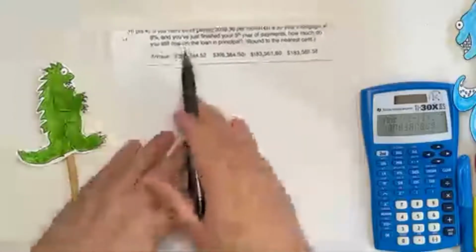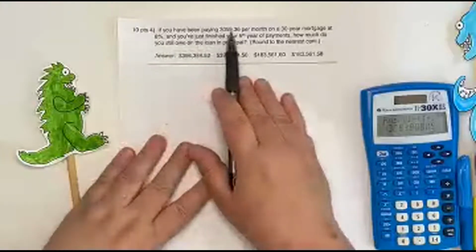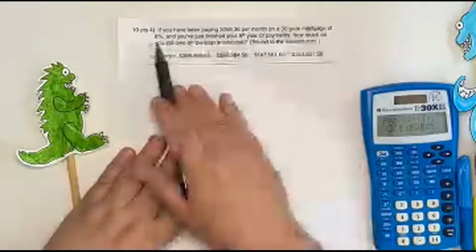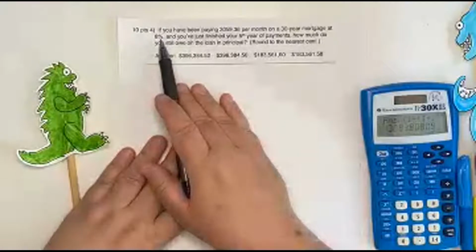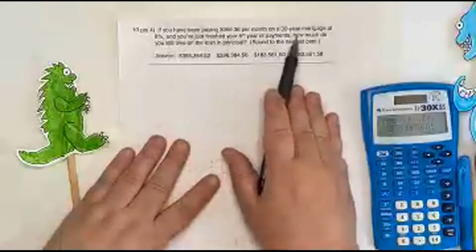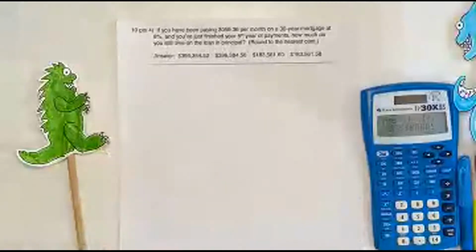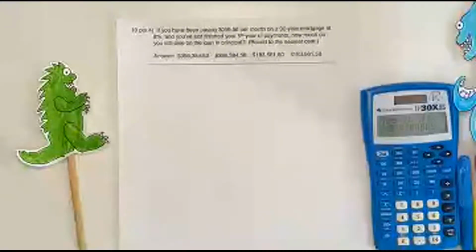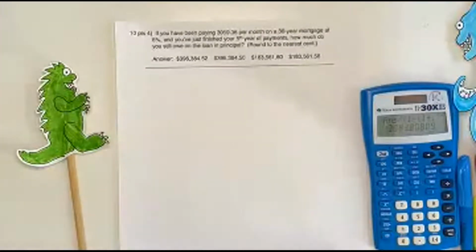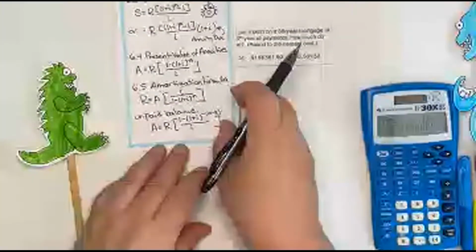Right, so this one is different. It says, if you've been paying $3,059.36 per month on a 30-year mortgage at 8%, right now someone has really taken advantage of you. And you've just finished your 5th year of payments. How much do you still owe on the loan in principal? Okay, so in other words, you're going to refinance because someone told you 8%, and you could do way better than that. So we're going to look down here, and I'm going to look first at this card I made for the section.